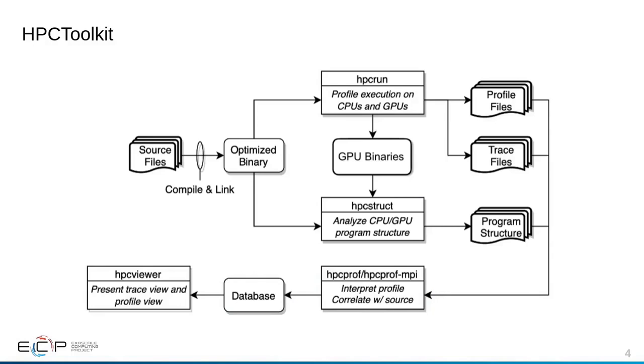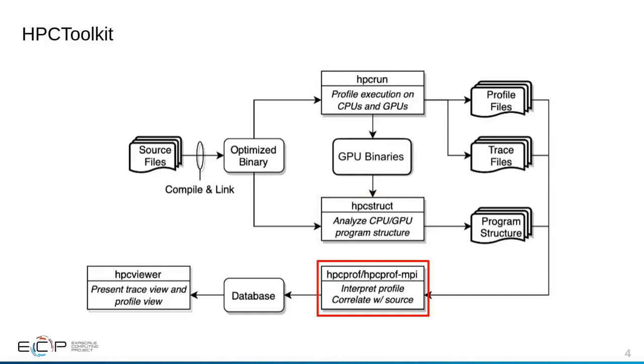Our tool consists of 4 simple steps. First, hpcrun profiles every thread and GPU stream in the application, using sampling to minimize overhead and support large-scale executions. hpcstruct then extracts program structure information from optimized CPU and GPU binaries, identifying functions, inline function calls, loops, and source lines.